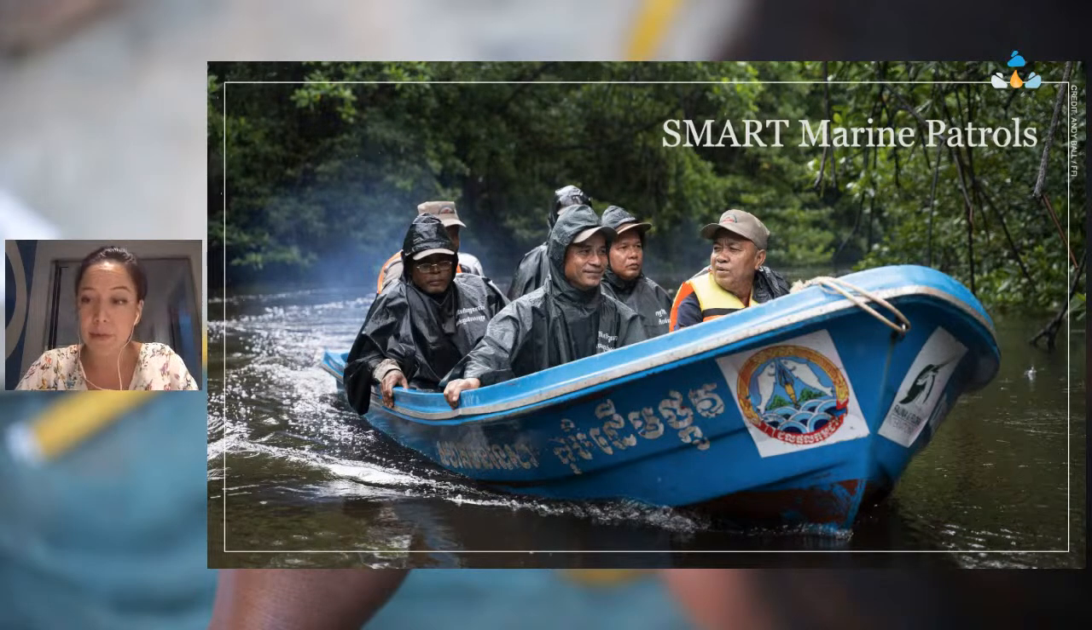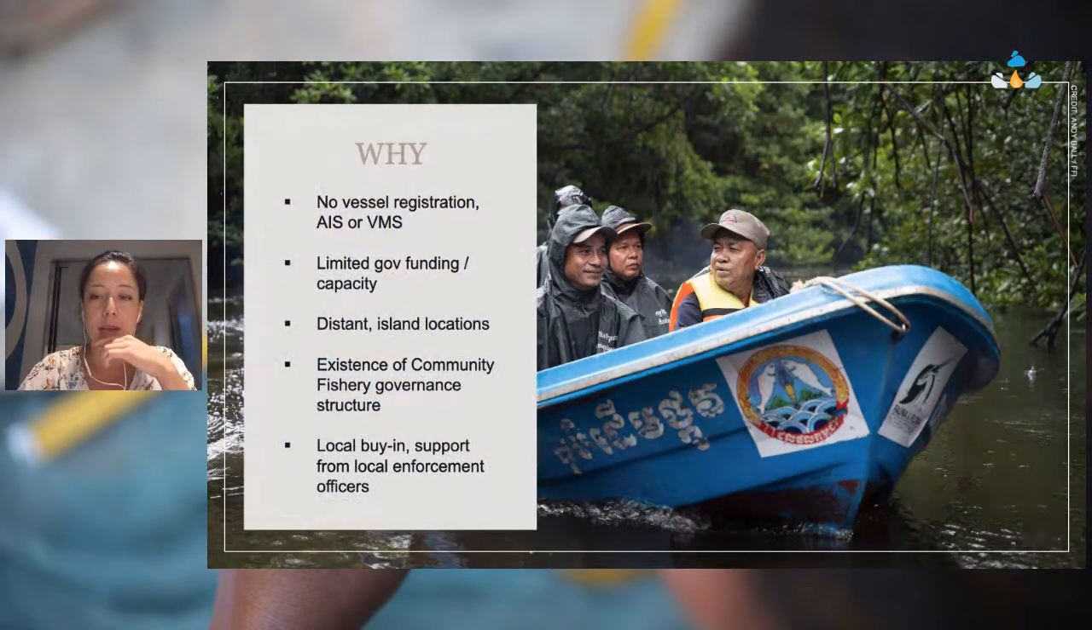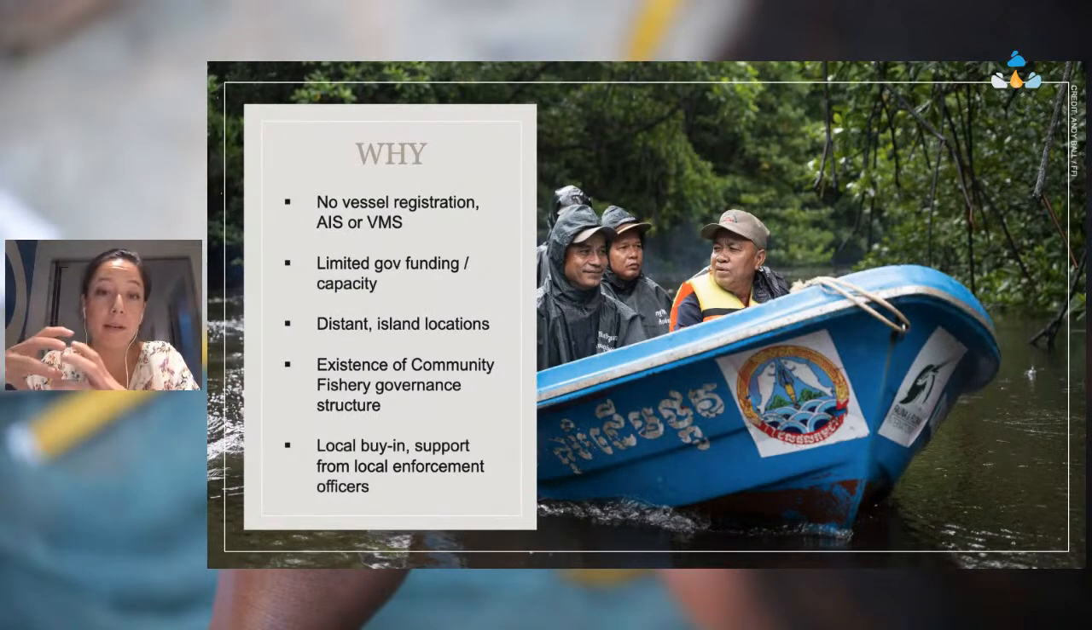They're volunteer teams, really importantly, and they're supported by locally elected community committees and, where possible, accompanied by fisheries law enforcement officers. So why choose this approach to management and why SMART? In Cambodia, there is no vessel registration that's effective. There's no AIS, there's no VMS. So monitoring and surveillance, let alone control of fisheries and illegal fishing, is very difficult. There's limited funding and capacity. These distant locations are quite remote. But also, more positively, there is this community fishery or community-led governance structure that our partnerships are working within to support this marine management. And even more importantly, there's local buy-in. These teams are very keen to get out there and manage their marine sites, and they're happily supported by local fisheries enforcement officers.